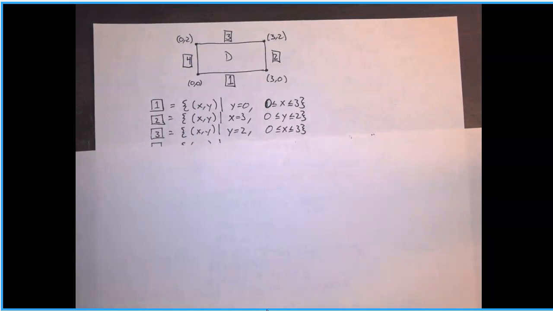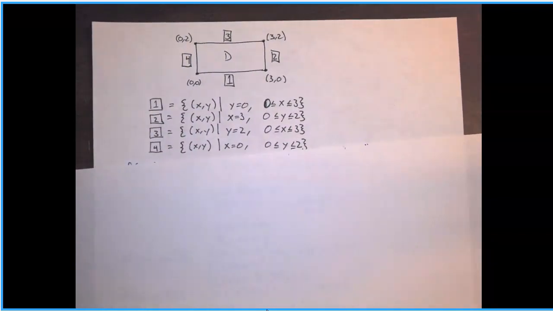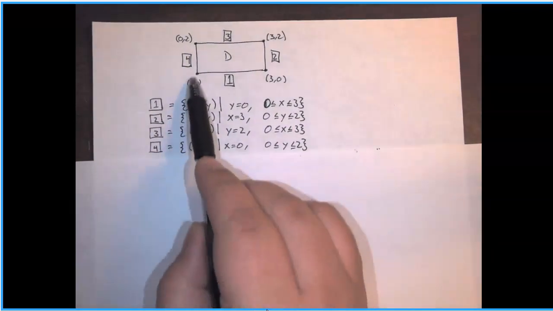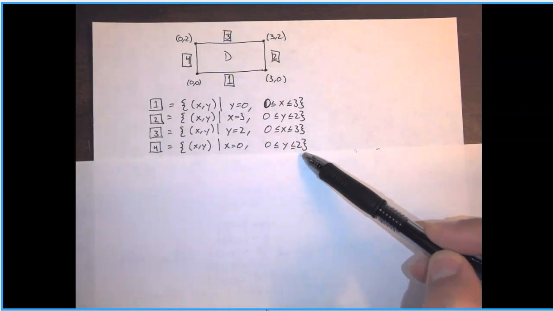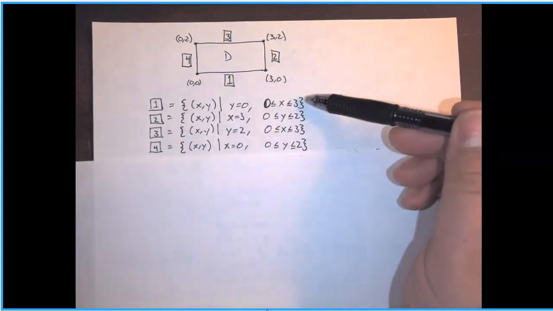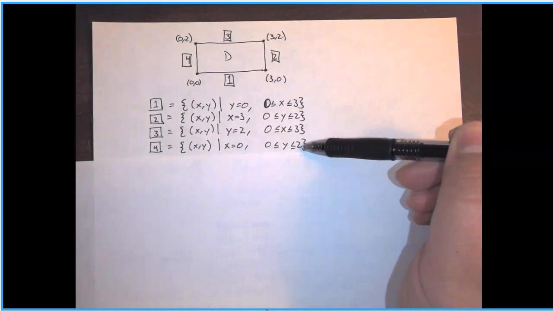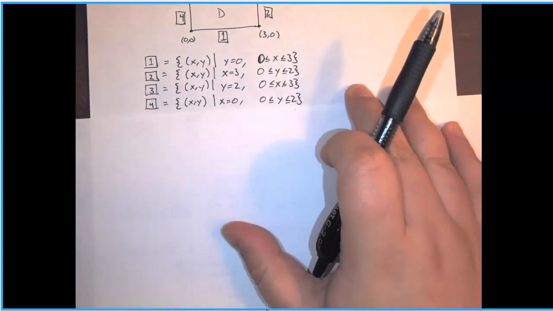And the fourth line segment is going to be similar to the second one. X is fixed at 0, and y goes from 0 to 2. So that's how I can describe these 4 line segments. Now I need to look at the function on each of these 4 line segments and find the extreme values.